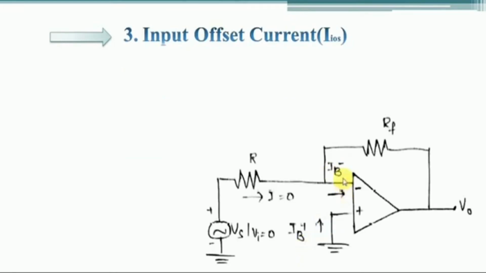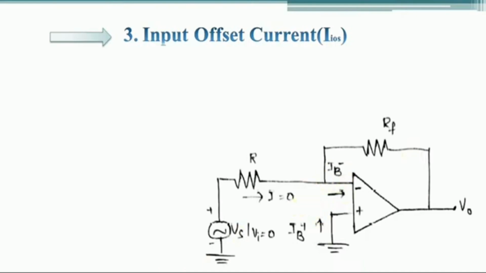Okay, so in the ideal case we are considering that these two currents are equal, that is IB minus equals IB plus, whereas in practice these two currents are not equal because of some parameters present internally in the op amp. Similarly, we can say that because of an offset null, or the power supply, or due to mismatch of parameters in the transistors considered during designing, out of all these parameters, in practice these two bias currents are not equal.